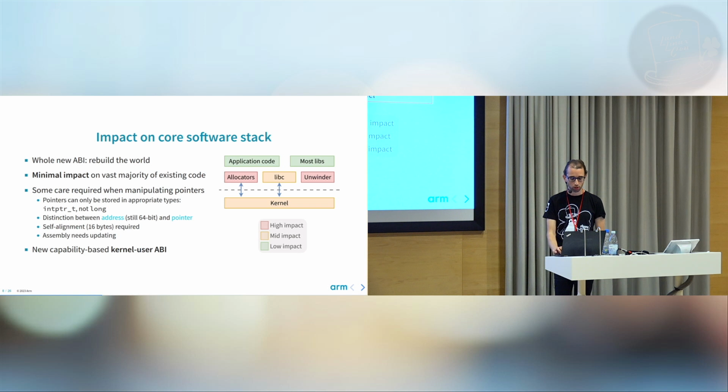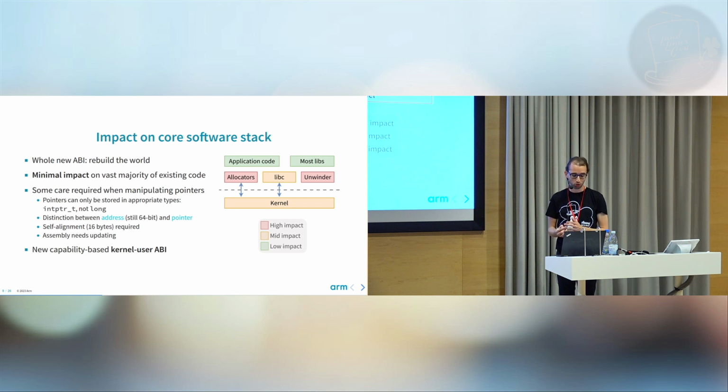So what's the impact on the software stack in general of trying to deploy that? Well, the first thing is obviously we're changing the pointer size, so it's a new ABI. We have to rebuild everything to make use of pure capability. On the other hand, the actual impact on the vast majority of existing code should be, in fact, very, very minimal. Some code is going to be impacted, and that's because you now have to be quite careful when manipulating pointers. One reason is that you have to use the right types. We'll come back to that.